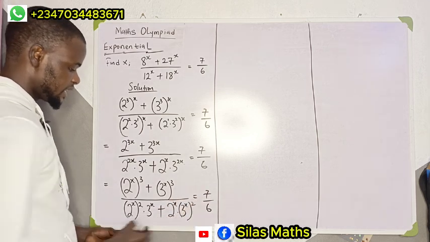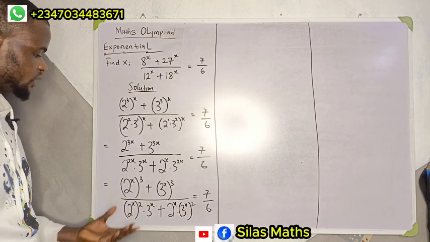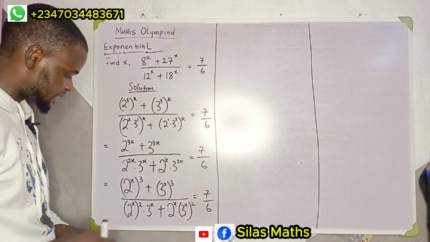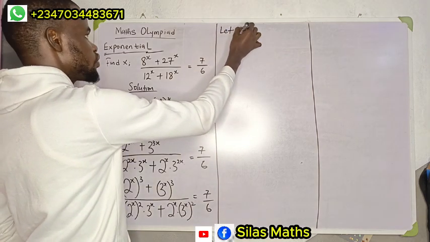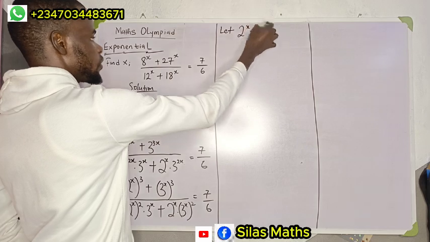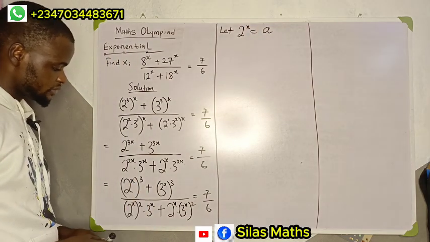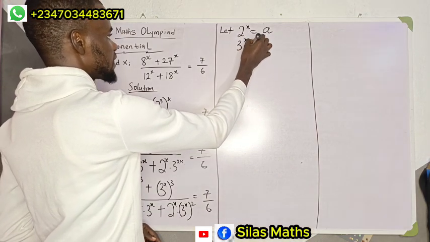all equal to 7 over 8. Now going further, I want to simplify this, and I cannot be working with all these 2 to the power of x and the rest of them. So I can say let 2 to the power of x be equal to a, so that we'll be able to work with just a simple variable. Then let 3 to the power of x equal to what?